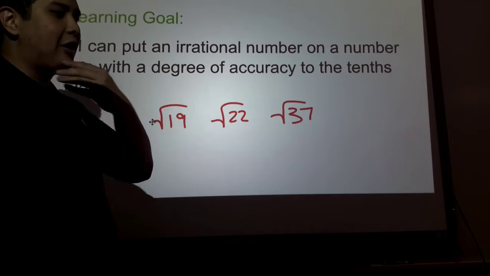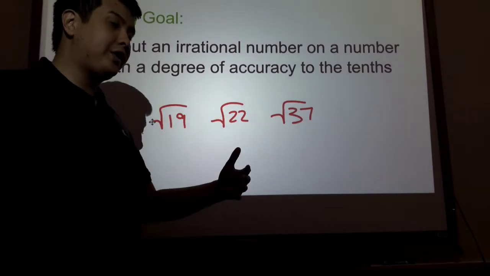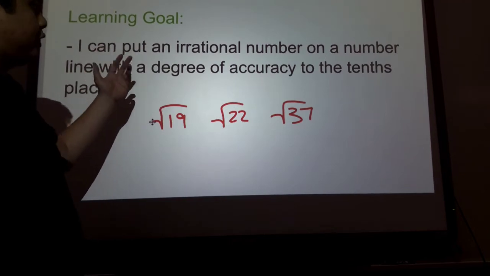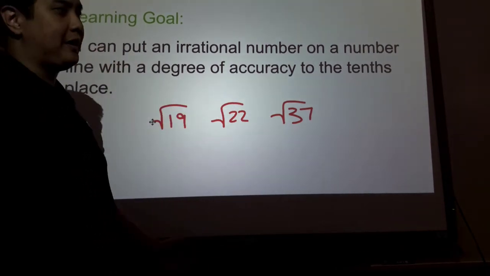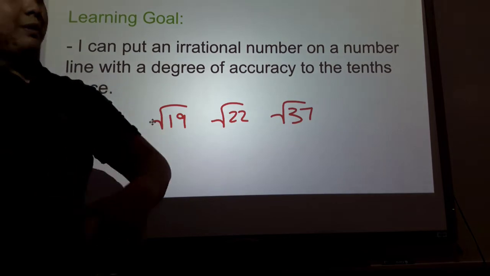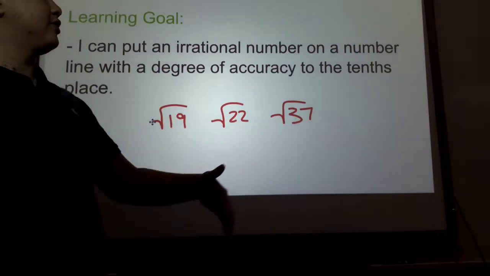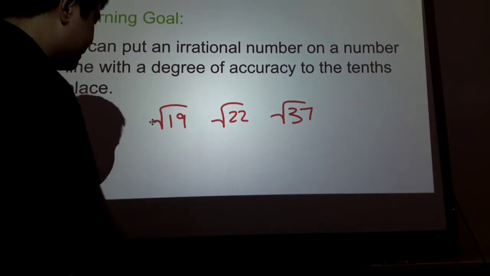So we're going to be talking about how to place these on a number line, how to figure out what their value is, and put them on a number line with a degree of accuracy to the 10th place. We're only going to worry about taking it to the degree of the 10th place. So please write down the following learning goal in your notes. I can put an irrational number on a number line with a degree of accuracy to the 10th place. And let's get started.